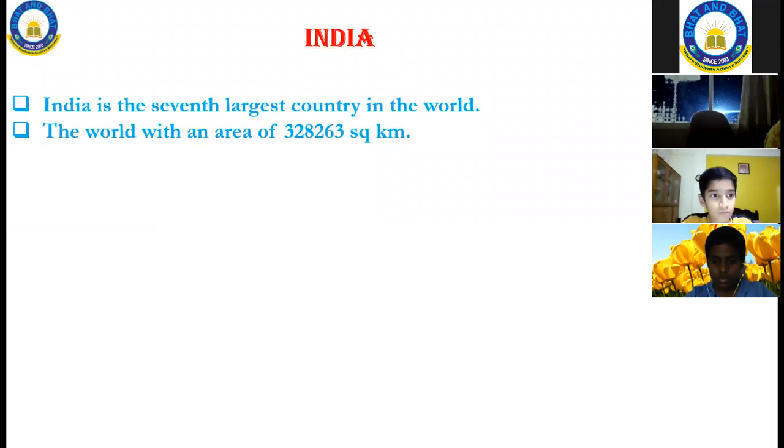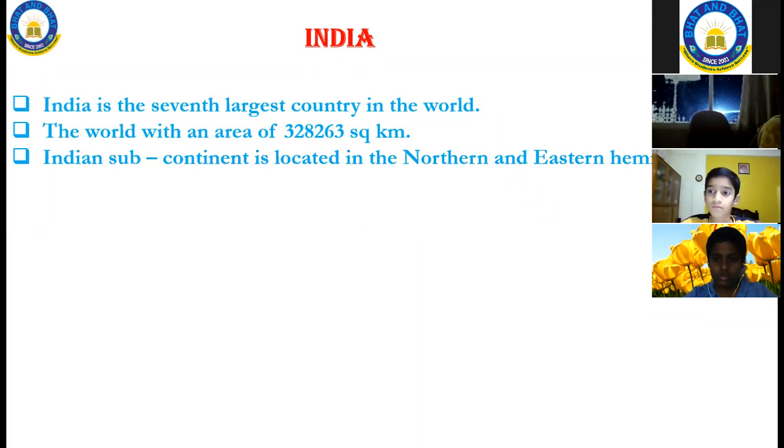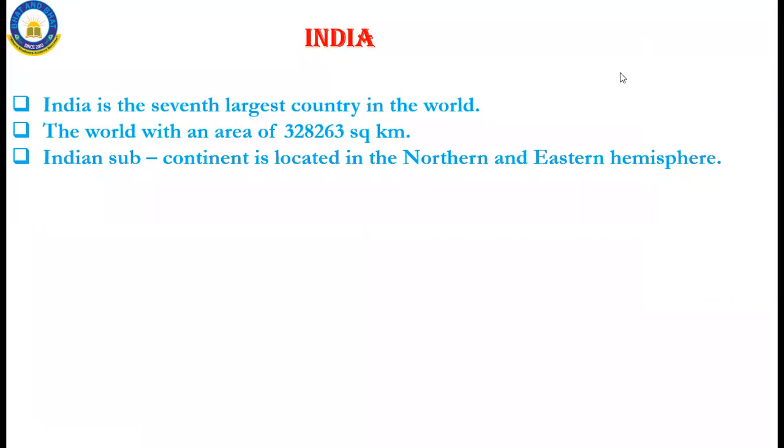The whole area of India is 328,263 square kilometer. In the next point, India is a subcontinent which is located in the northern and the eastern hemisphere. So it is one of the subcontinents, and India has been located in the northern part, that is the north and the east part of the hemisphere.